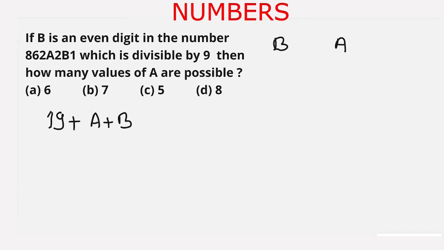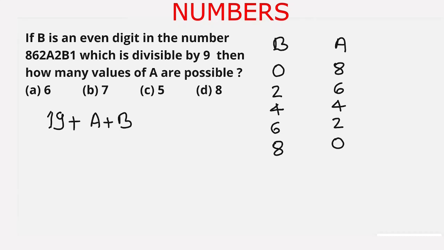We will put the values of B and then we will find the corresponding value of A, so that the sum is 8. So if we put 0, then A can be 8. If we put 2, then A can be 6. If we put 4, then A can be 4. And if we put 6, then A can be 2. And if we put 8, then A can be 0. So these are the 5 values for which the sum of A plus B is 8.